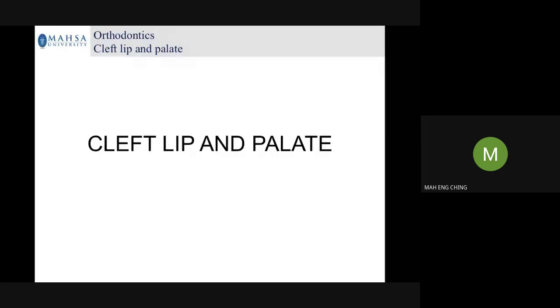So today is cleft lip and palate. Again, this one is considered advanced orthodontics. To be honest, this shouldn't be an undergrad topic. But since you already put it in, I'll try my best to explain everything to you. Hopefully not too heavy. Cleft lip and palate is considered a multidisciplinary approach. It means that you need a team to treat these patients. It involves so many disciplines, not only dental, sometimes medical also.